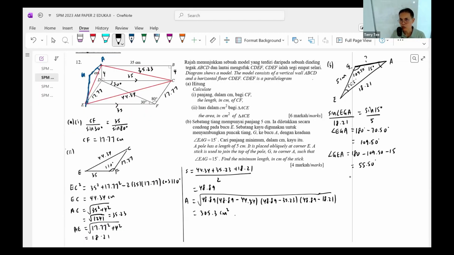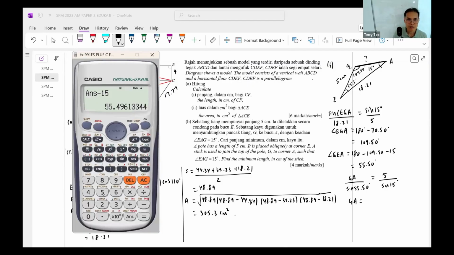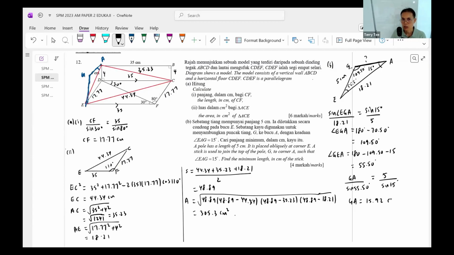Now, I know this is 55.5. I want to find GA. Do sine rule one more time. GA divided by sine 55.5 equals 5 divided by sine 15. You can also use 18.21 divided by sine 109.5. Okay, so I'm going to find GA now. So my GA will be 5 divided by sine 15 times sine 55.5. Okay, guys, my answer is 15.92. That will be your minimum length in cm.